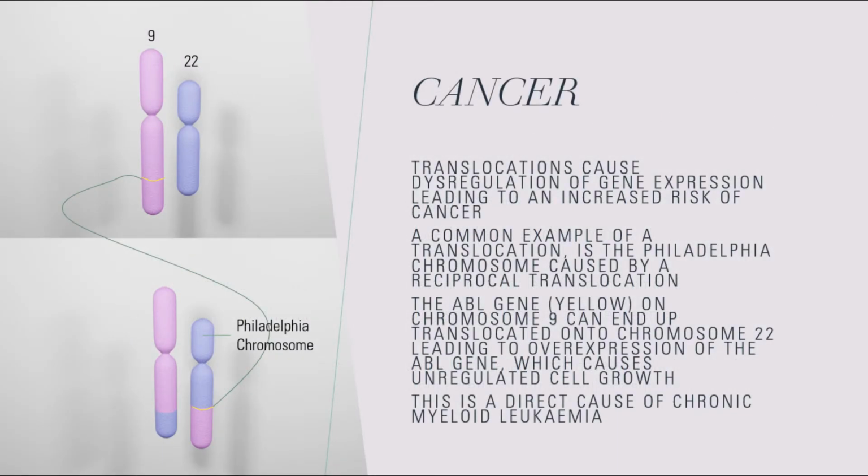Translocations often cause an increased risk of cancer. A common example of this is the Philadelphia chromosome, caused by reciprocal translocation between chromosome 9 and chromosome 22. This leads to an overexpression of the ABL gene, which causes unregulated cell growth, and it is a direct cause of chronic myeloid leukemia.